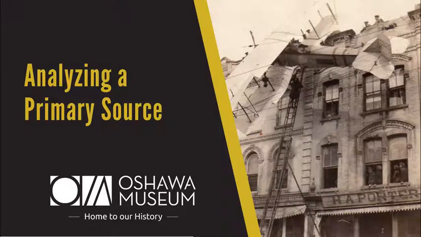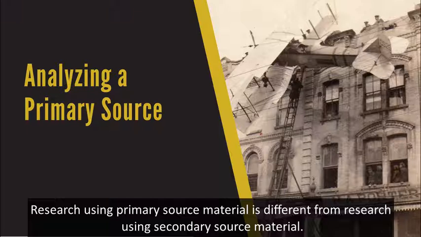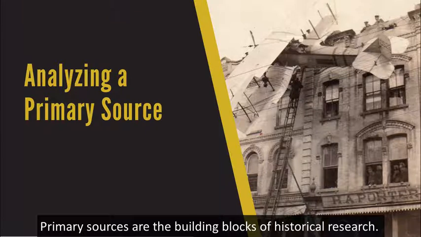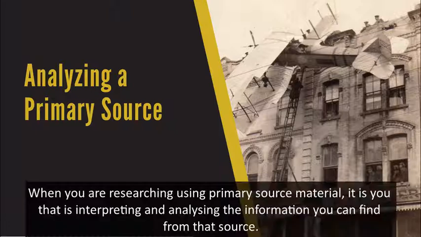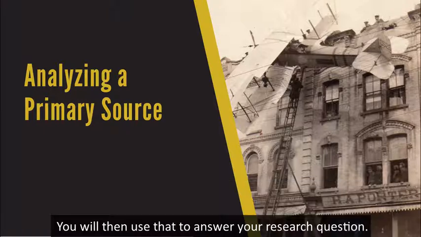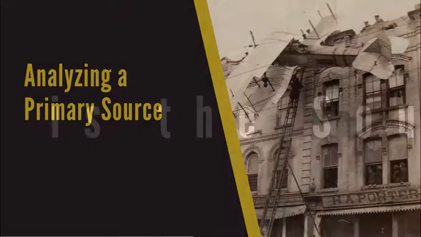Analyzing a primary source. Research using primary source material is different than research using secondary source material. Primary sources are the building blocks of historical research. They are the evidence that you will use to answer your research question. When you are researching using primary source material, it is you that is interpreting and analyzing the information you can find from that source. You will then use that to answer your research question.